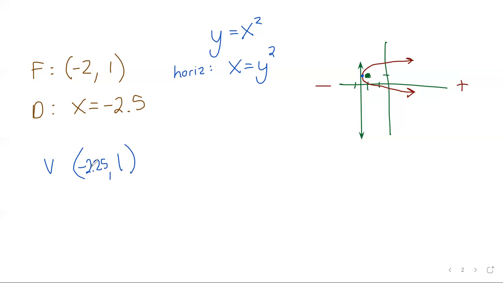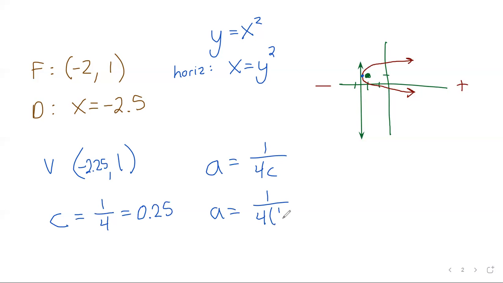So that's the vertex. We can tell now the distance from the vertex to the directrix, or the vertex to the focus, is 0.25 or 1/4. And that's what we call C, the distance between the vertex and either the focus or the directrix. So I can put either of those there. And given C, we can now find A. A equals 1/4C. So A equals 1/4 times 1/4, so A equals 1/1, which is just 1. Okay. And we now have the things that we need to make an equation.